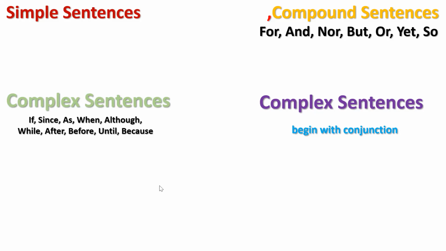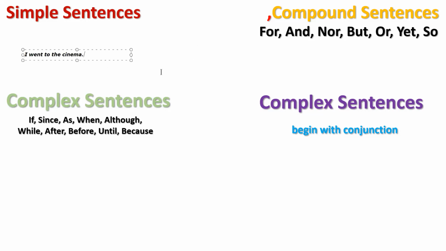So what we need to do today, or actually I'll show you first. What I'm going to do is I'm going to start off with just one idea. So I went to the cinema. Now we know that's a simple sentence because it's just one idea. It's one clause, there's no conjunction. So it's a simple sentence. Okay, so I went to the cinema.